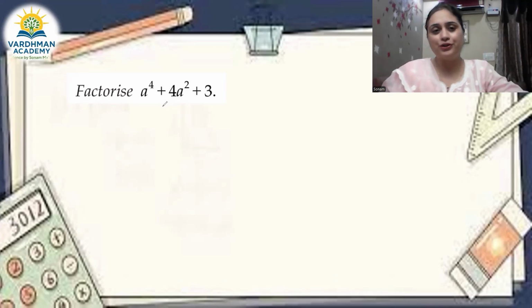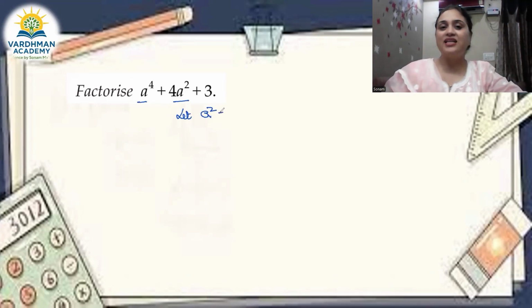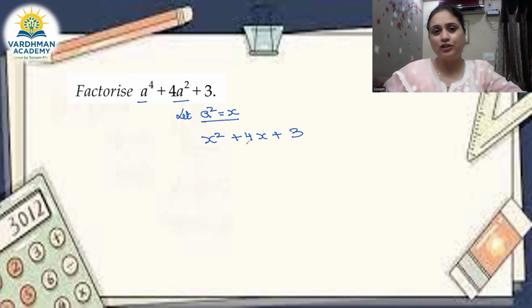To do this, what you need to do is let it. The basic term, base term is a square. Let a square be x, right children? So if a square is x, a to the power 4 becomes x square plus 4x plus 3. Now it is totally sorted. So you're going to multiply the two. The product is 3. 3 is a prime number, so 3 times 1, and 3 plus 1 will give you 4.